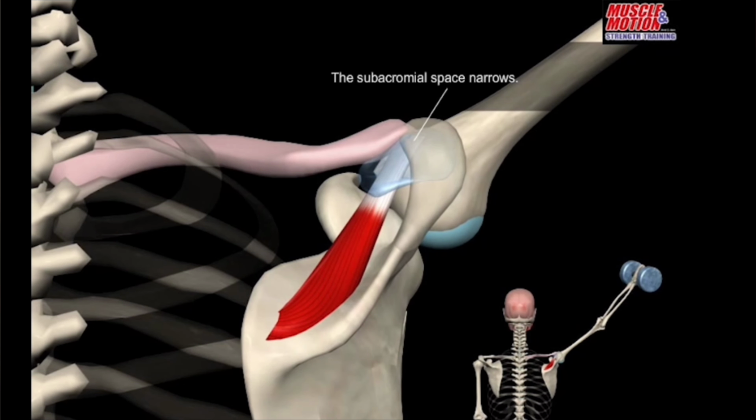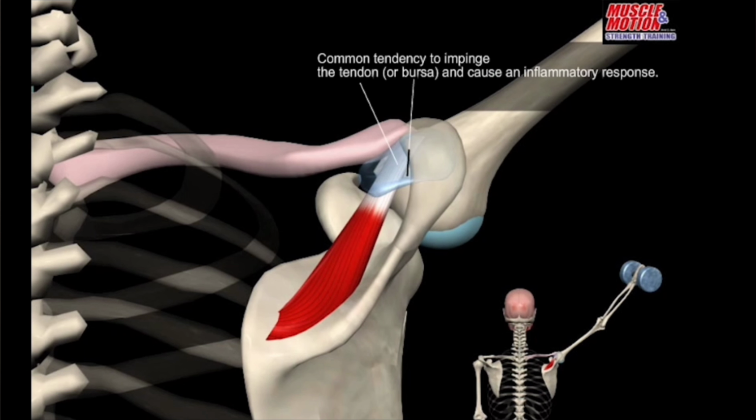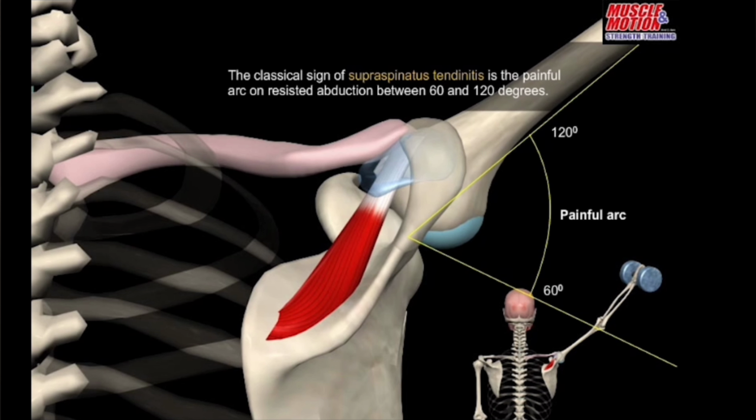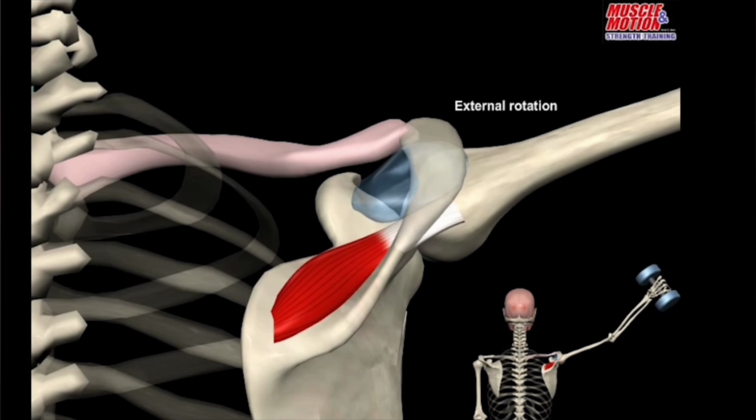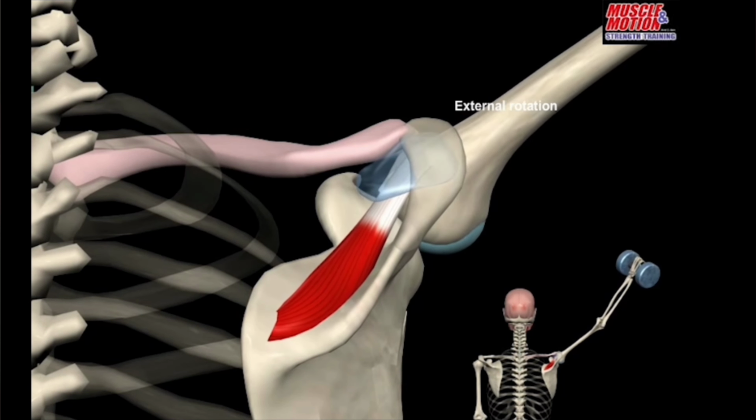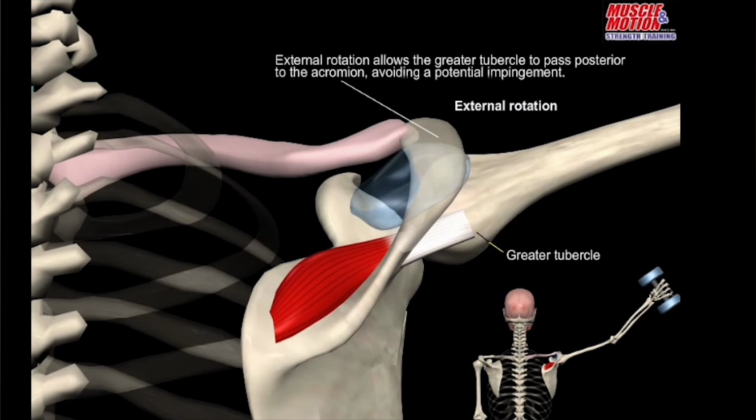The subacromial space narrows, and the common tendency to impinge the tendon, or bursa, can cause an inflammatory response. The classic sign of supraspinatus tenderness is the painful arc on resisted abduction between 60 and 120 degrees. This does not happen during external rotation. External rotation allows the greater tubercle to pass posterior to the acromion, avoiding potential impingement.